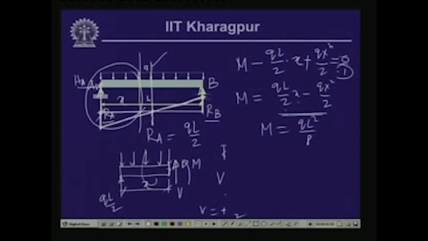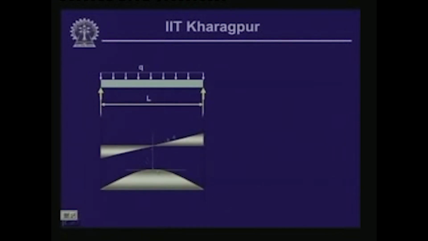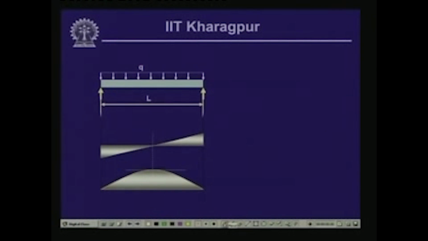So, if we plot the variation of the bending moment, we get a parabolic distribution. So, QL square by 8 here, 0 here and 0 here. This is, of course, it will be in the opposite direction, because this is positive everywhere. Now, this is the diagram of the shear force and the bending moment as we have evaluated right now. This is the shear force diagram, which is negative here and positive here, and this whole thing is positive.